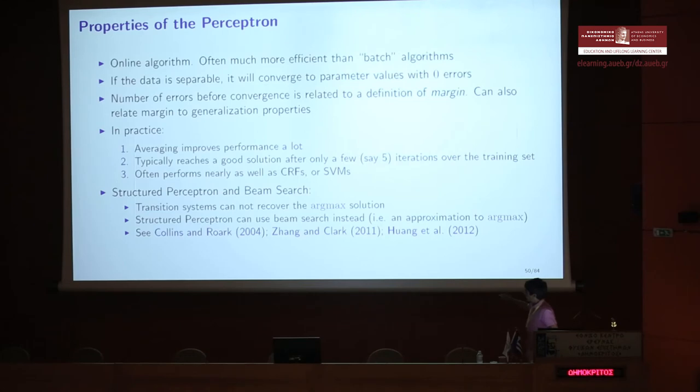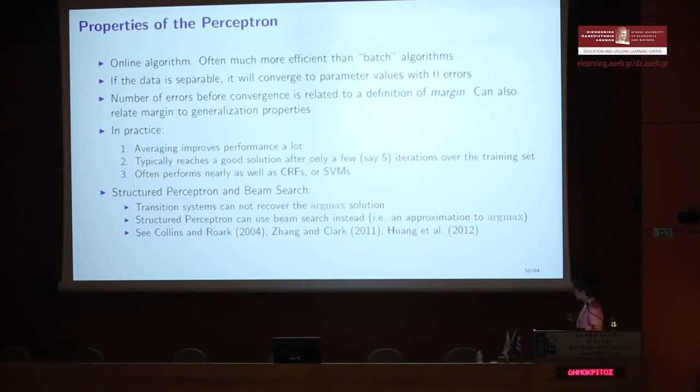Now, up to what I said here, this applies well to factor models because they are linear models, they have tractable argmax, and so on. Now, in the first part of the lecture, I also presented transition systems which cannot recover the argmax. As a workaround, we use beam search to make them more robust, but still it's not the argmax. The news is not so bad, in the sense that the structured perceptron can also be used with beam search instead. Again, beam search is an approximation to the argmax.